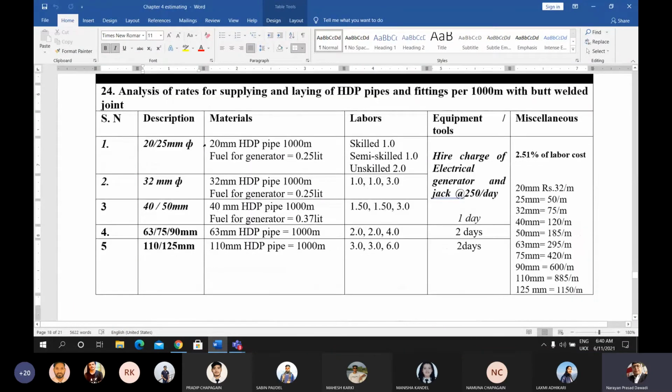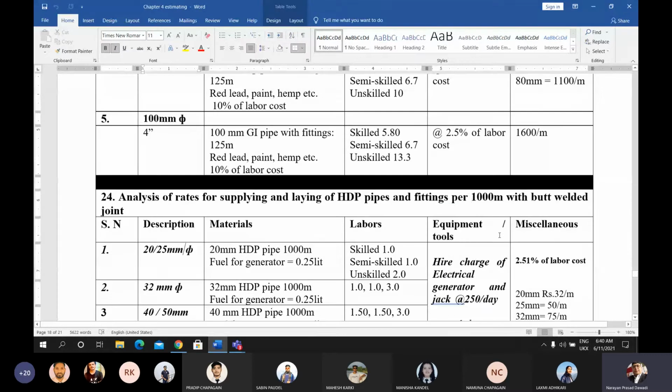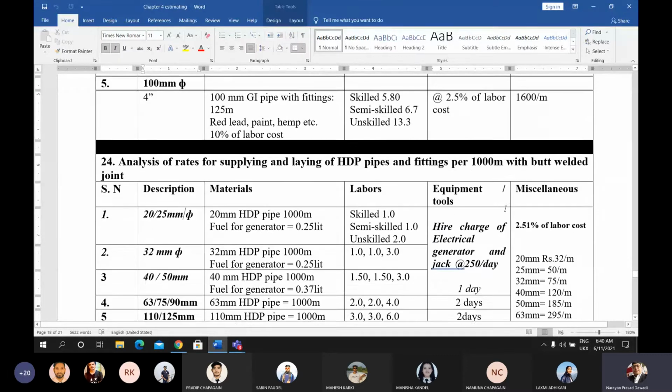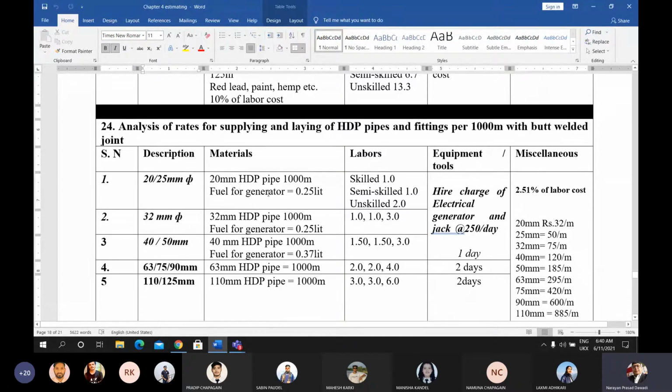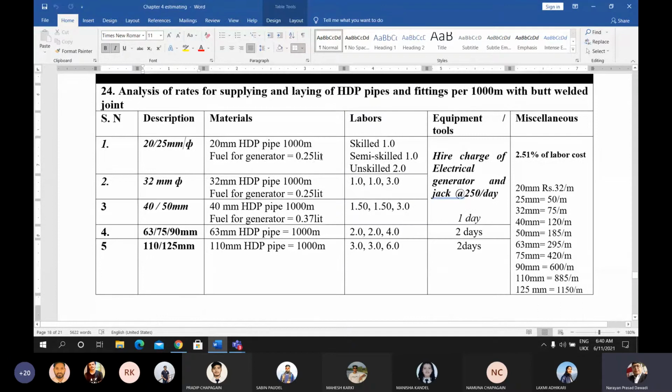Now, for the 20 and 25 pipe, similar to the GI pipe, you can do it for 20 or 25 mm for serial number one. For the 20 mm HDPE pipes, we have the total pipe as 100 meters. Fuel for generator: we need the generator for the electricity line. If there is no electricity, we have to lay the pipe in remote areas, and then we need the generator for providing electricity.